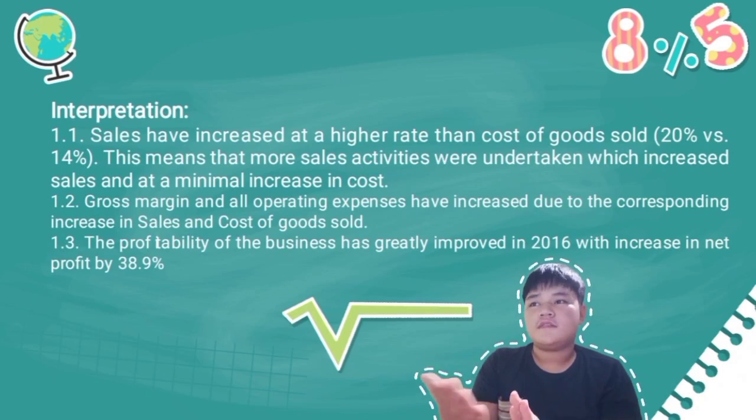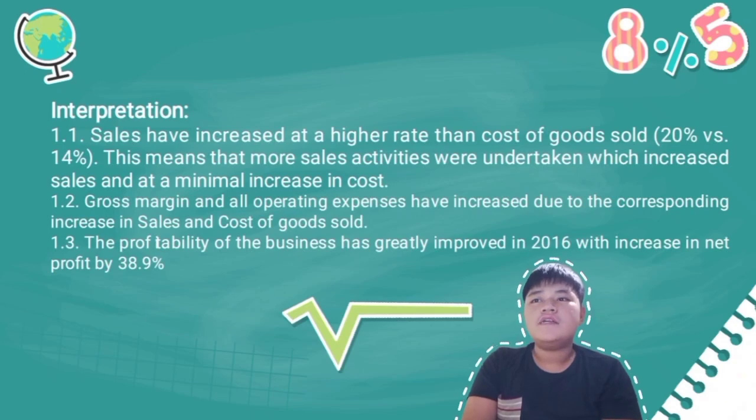So here it is. The sales have increased at a higher rate than cost of goods sold, 20% versus 14%. This means that more sales activities were undertaken, which increased sales at a minimal increase in cost. Gross margin and all operating expenses have increased due to the corresponding increase in sales and cost of goods sold. The profitability of the business has greatly improved in 2016 with net profit increased by 38.9%. So that is the horizontal analysis of RIA's merchandising income statement.